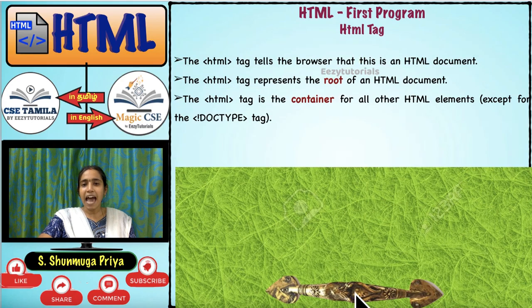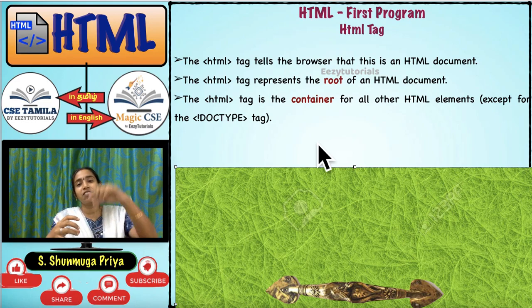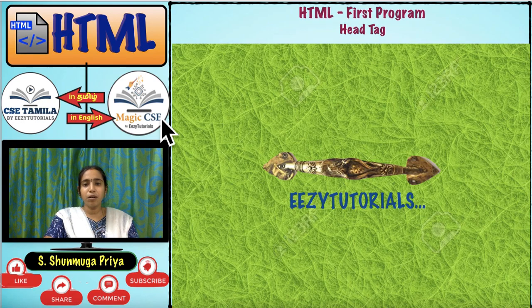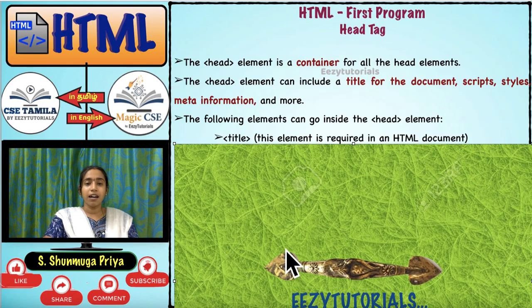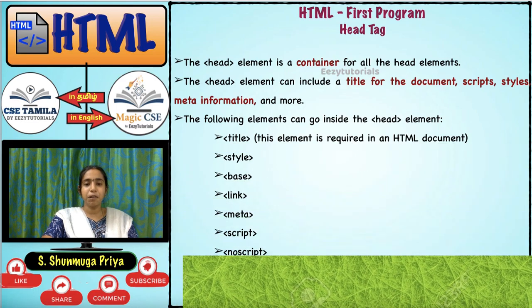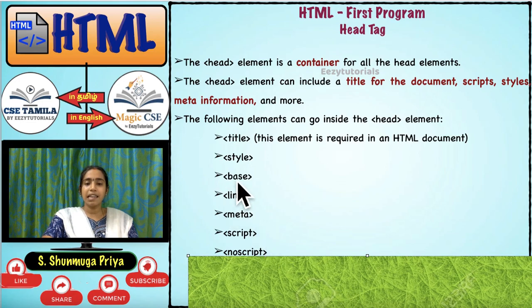If you represent the HTML document in a tree structure, the HTML tag will be the root tag. So the HTML tag acts as the container tag. The next one is the head section. The head section will have the head element. It acts as a container for head tags. Certain head tags are style, base, link, script, meta, noscript. These are the head tags.